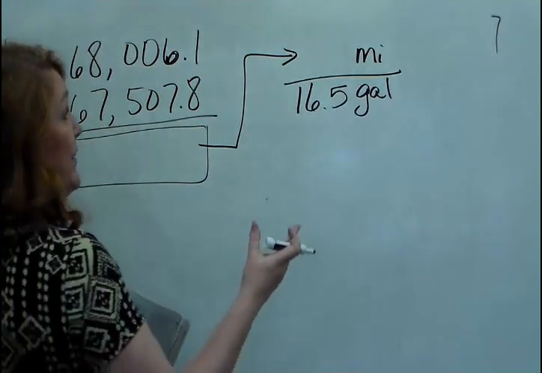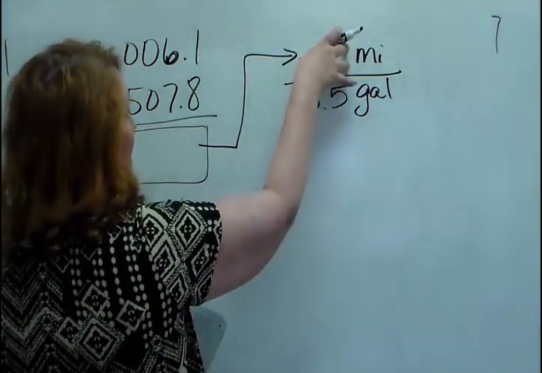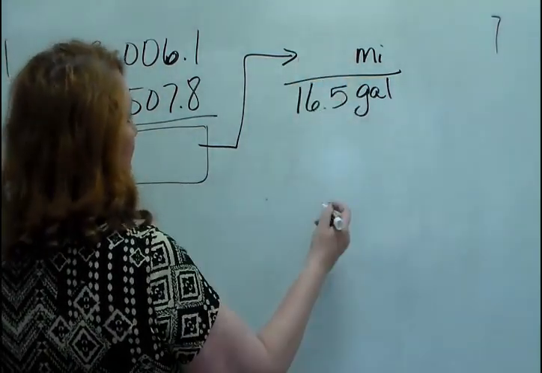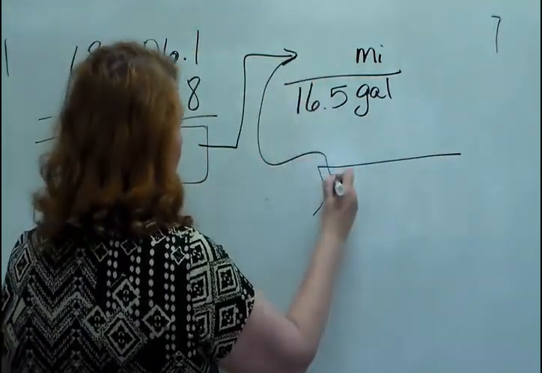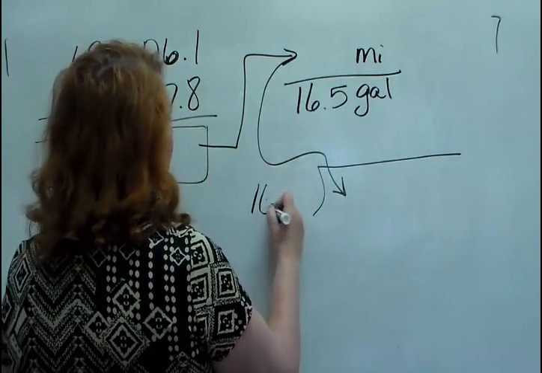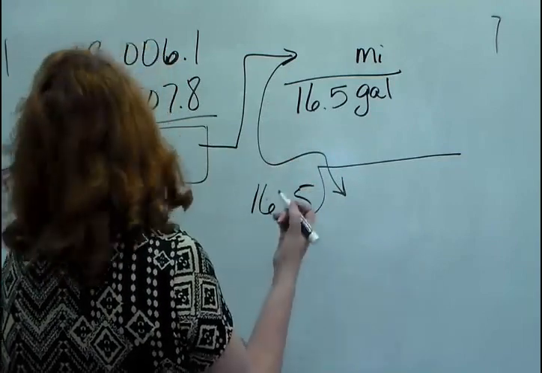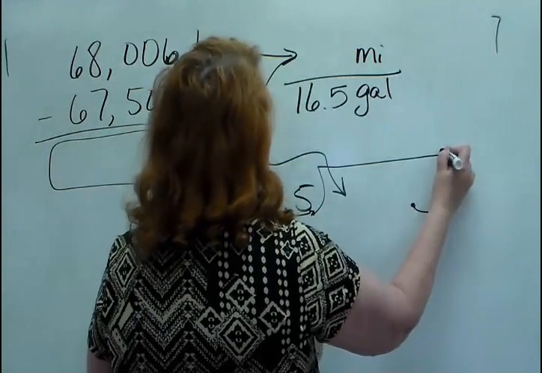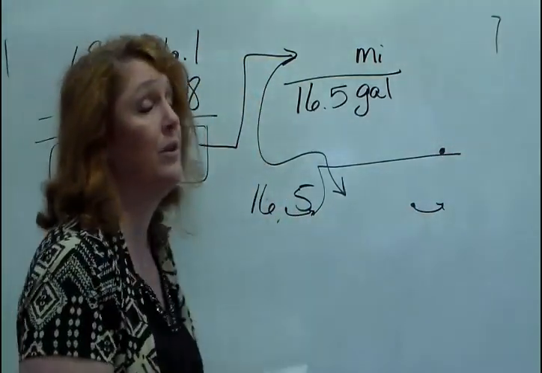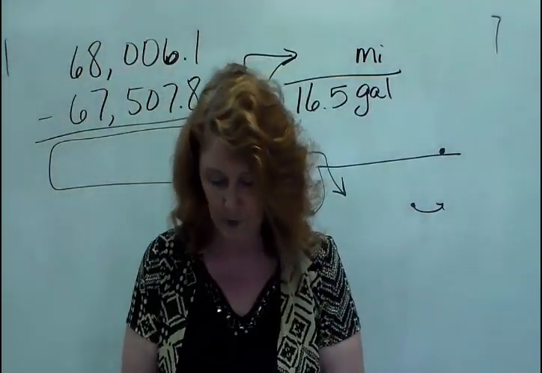And then it's a long division problem. This many miles divided by this many gallons. So when we set up the division problem, this number goes here and 16.5 goes here, and the very first thing we do is send that decimal over so that we can do the long division without making mistakes. Okay?